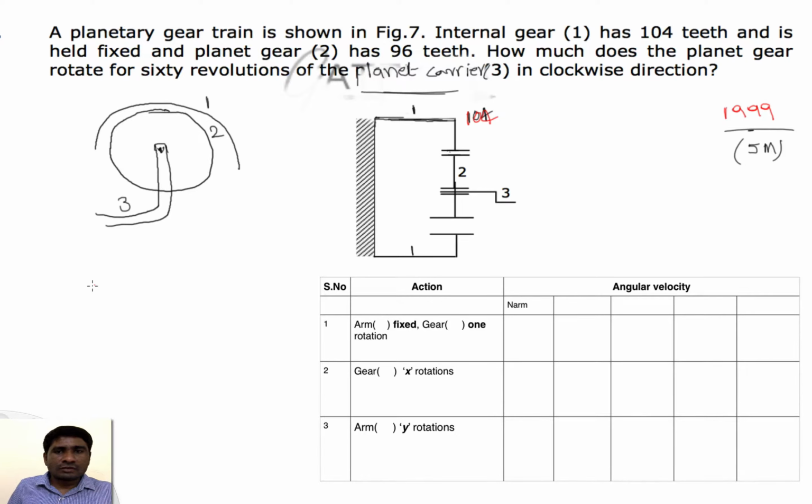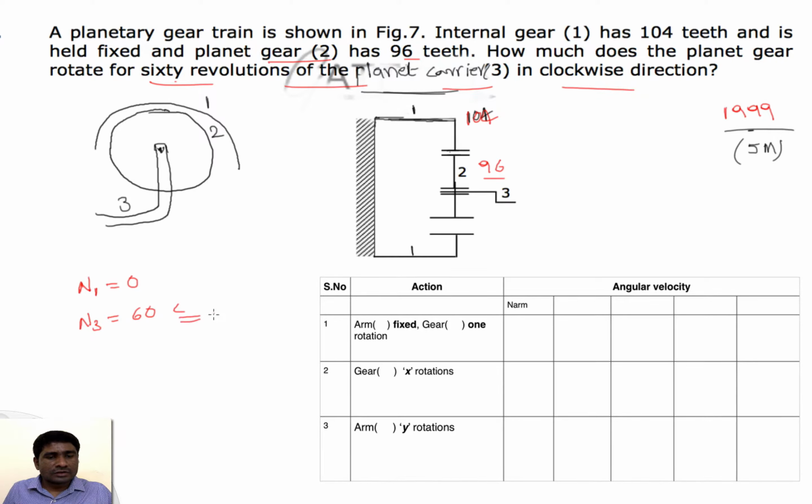Here it's also given that internal gear 1 is held fixed. So n1 equal to 0, rotation of the internal gear, and the planet gear 2 has 96 teeth. So how much does the planet gear rotate for 60 revolutions of the carrier in the clockwise direction? It's given that carrier n3 equal to 60 revolutions in the clockwise direction.